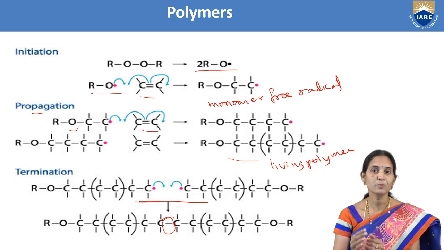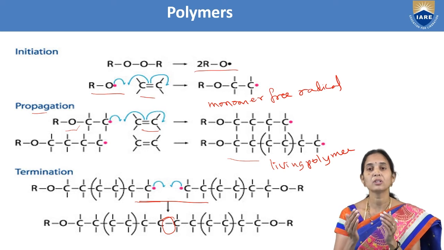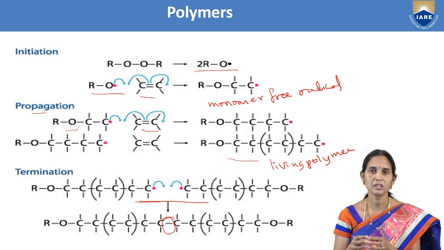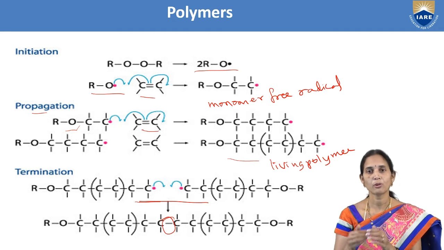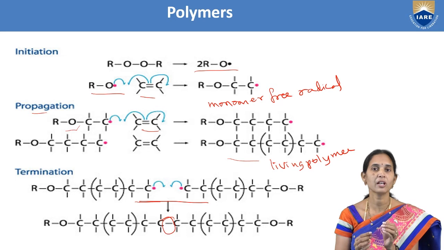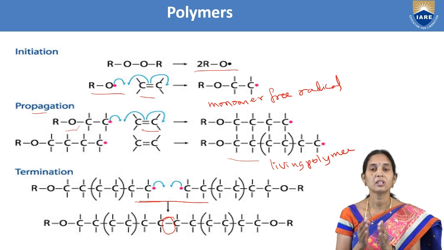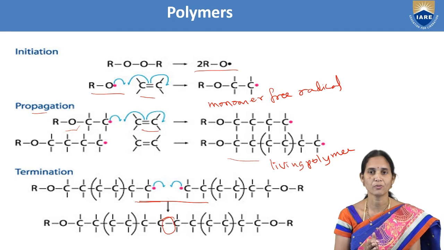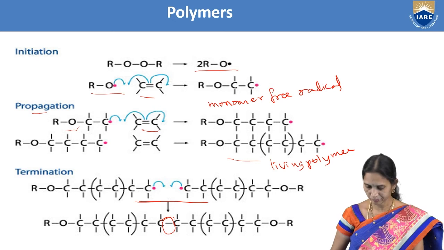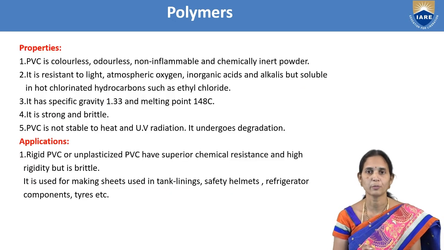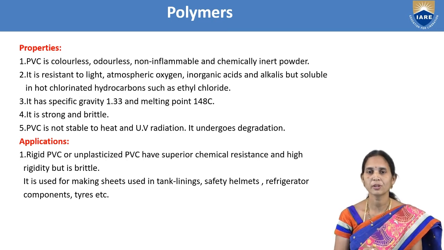When we want to stop the polymerization reaction, in the termination step, we have to couple the two growing chain polymers, along with the one unpaired electron, that is the free radical. When we couple, by sharing of these unpaired electrons, a covalent bond is formed. So we are stopping the polymerization reaction and polymer is obtained. So this is about addition chain polymerization, how to prepare polyvinyl chloride. By adding a number of vinyl chloride molecules, we can prepare polyvinyl chloride.